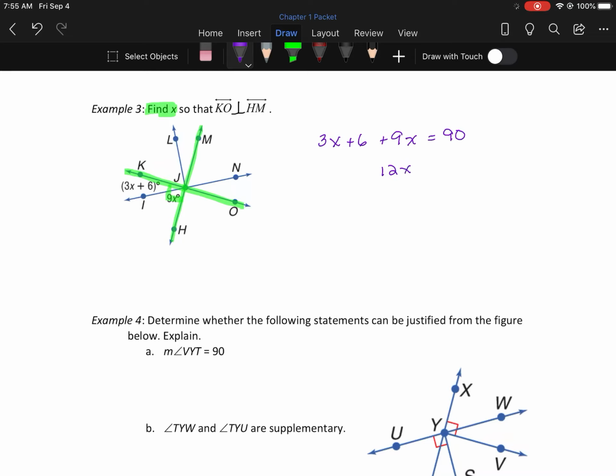So 12x equals 84. Sorry, I combined like terms and moved my 6 to the right side. And then when we divide both sides by 12, we get x is 7. All done with example 3.